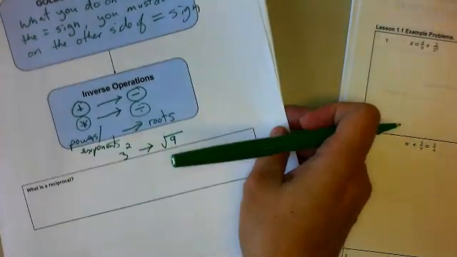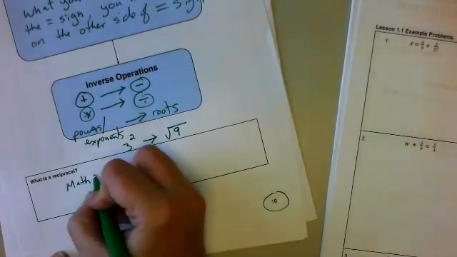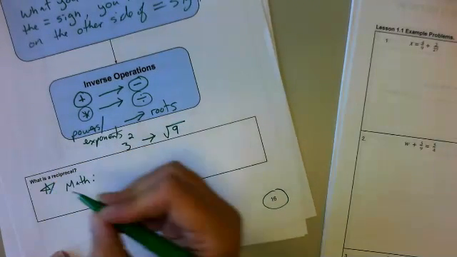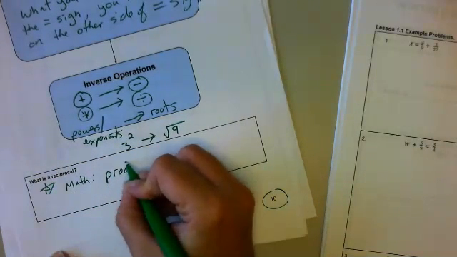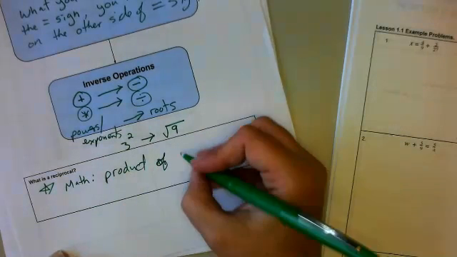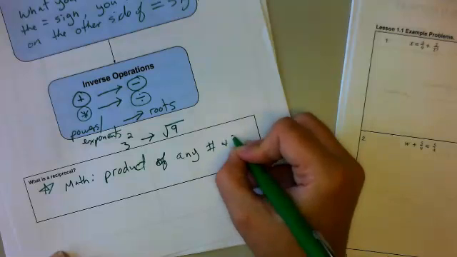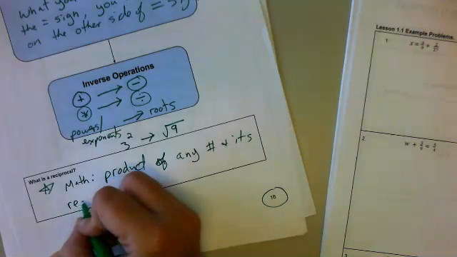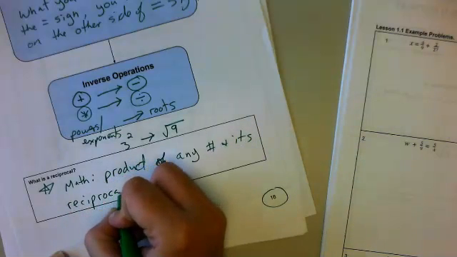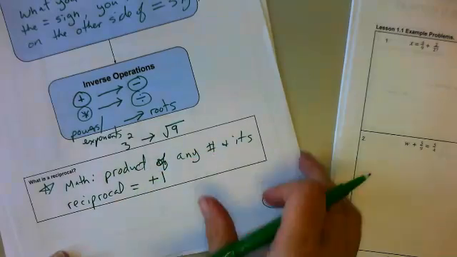One other item for review is what is a reciprocal in math. This is super important, okay? The product of any number and its reciprocal equals positive 1, okay? Make sure you put that positive sign there.